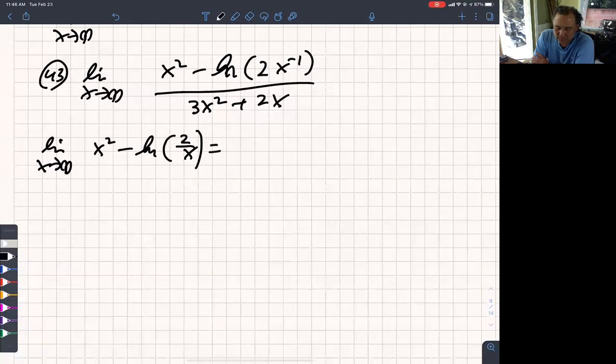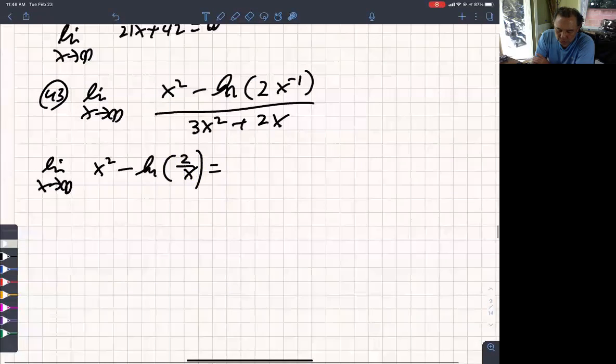All right. Clearly, that's infinity squared. But what is this? So let's talk about that. ln of 2 over x. 2 over infinity is 0. What's the ln of 0? What is the ln of 0?